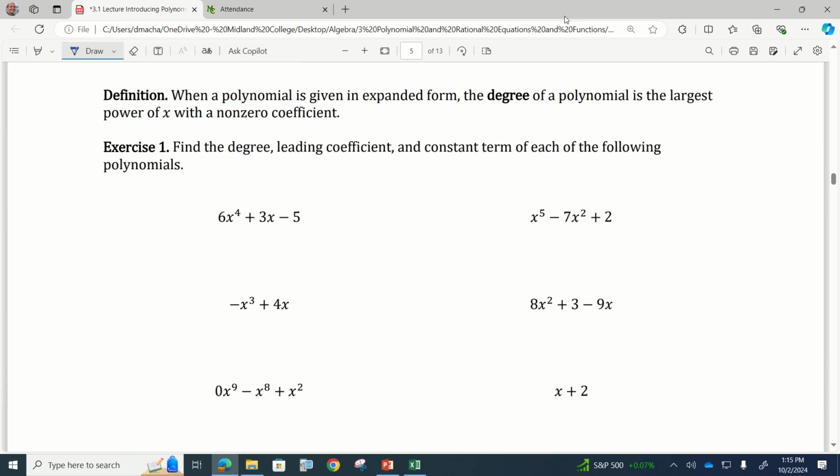So we'll see some examples. Here I want to find the degree, the leading coefficient, and the constant term for each of these polynomials. In the top left, what's the degree? 4. What's the leading coefficient? 6. And what is the constant term? Negative 5.